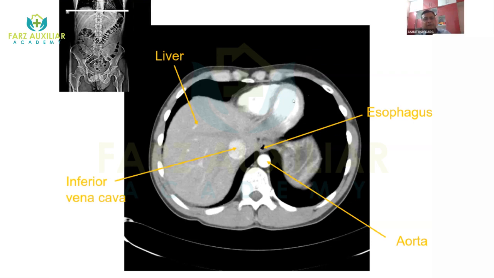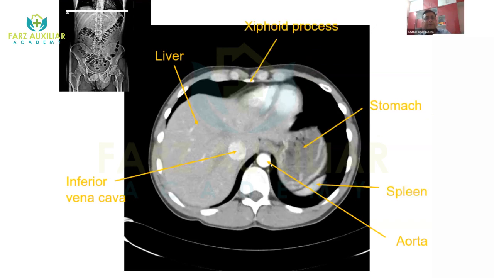This is heart. This contrast enhanced structure. This is left ventricle. This is right ventricle, and you can see the aorta. So this is liver, inferior vena cava, heart chambers, left ventricle and right ventricle.